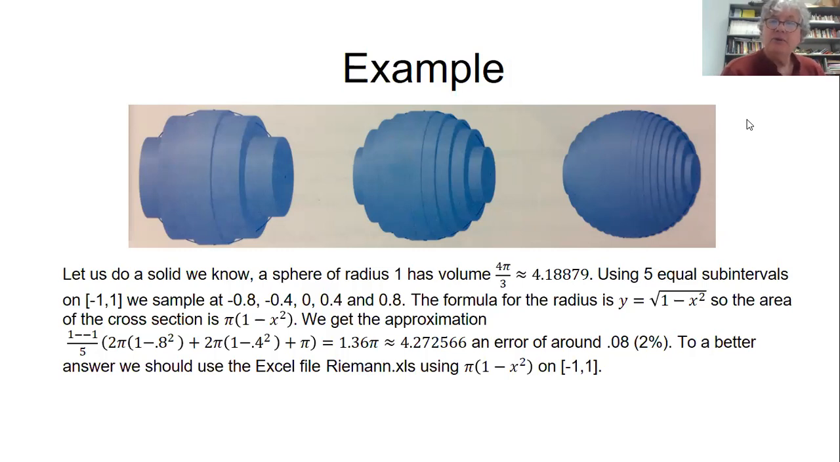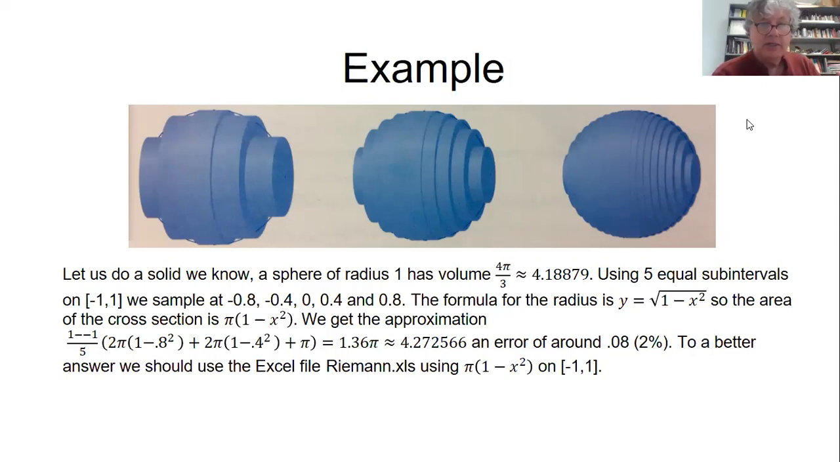The formula for the radius is going to be the square root of 1 minus x squared, because we've got a circle covering things. The area of the cross section is pi r squared, so the area is pi times 1 minus x squared. So there's our approximation. 1 minus -1, divided by 5, is 2/5, which is the height of each of our cylinders.